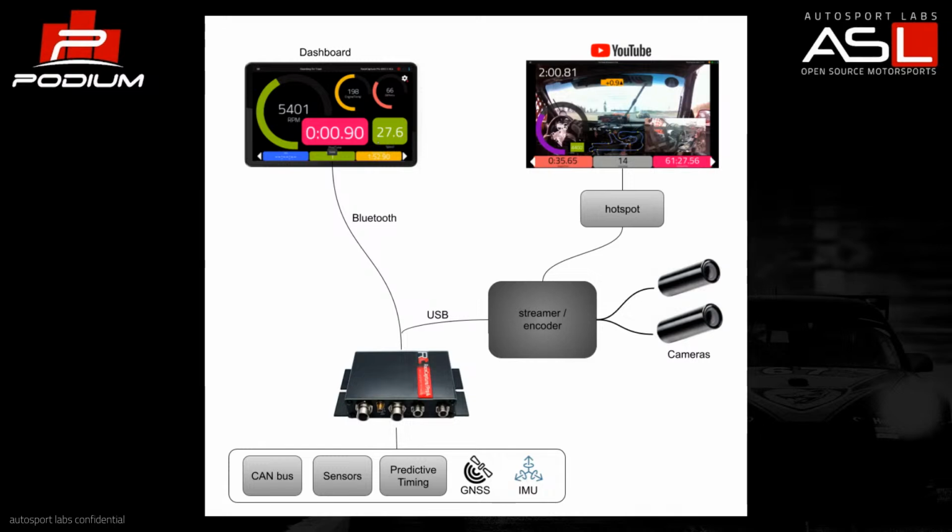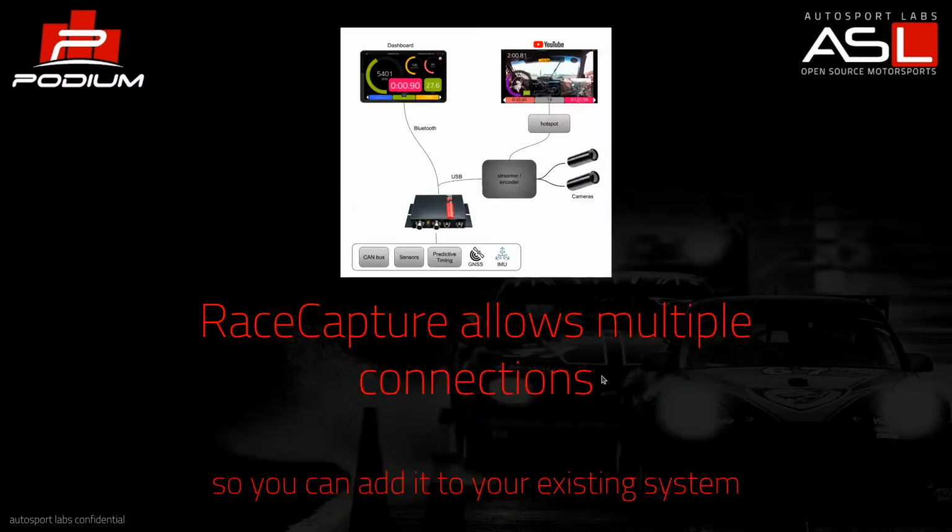Because RaceCapture supports multiple connections, there is this streamer encoder agent that sits in the middle between YouTube and RaceCapture, and it has cameras connected to it. And most people have hotspots, so you'll be able to use your existing hotspot. And then that is responsible for streaming video and data to YouTube. So RaceCapture allows multiple connections. Yes, we covered that.